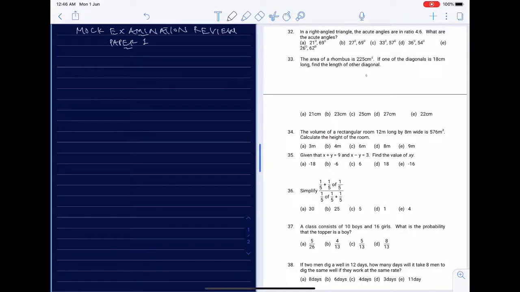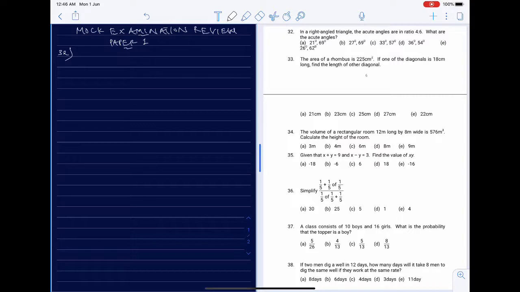Yes, so today we're going to continue with the mock examination review. The last question we did was number 31. Now the next is 32. And by the way, this is part 2 of paper 1.